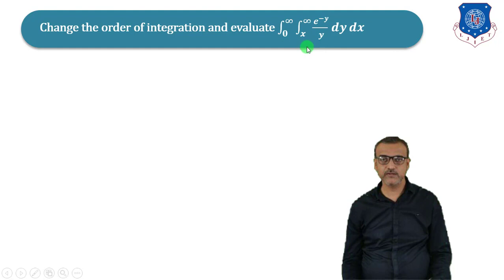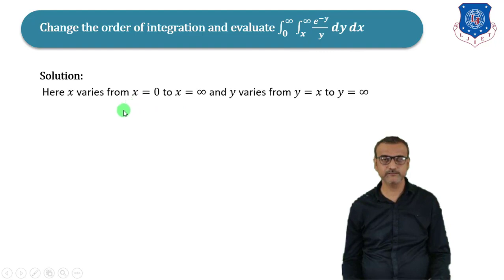So we have to integrate this function with respect to y first, then with respect to x. But as you can see, the integration of e raised to minus y upon y with respect to y is not possible. So we have to change the order of integration, and then we will evaluate this integral. So here is the solution.